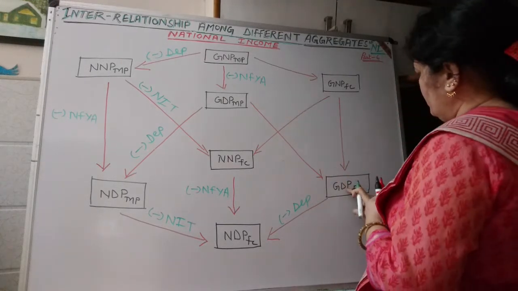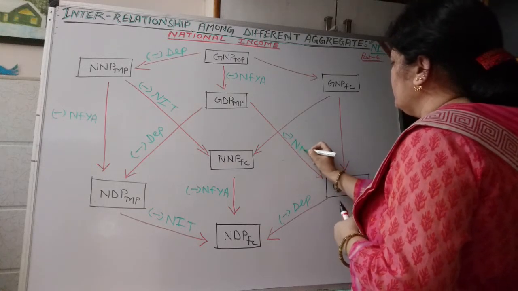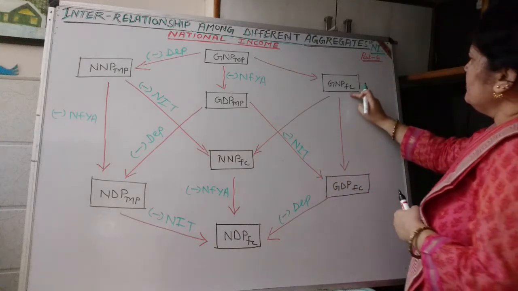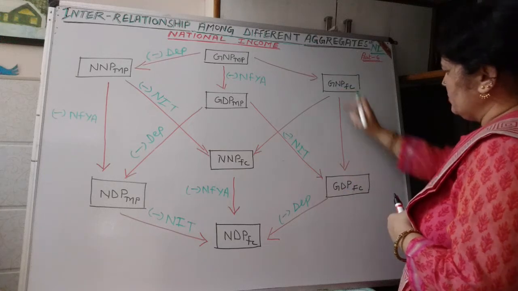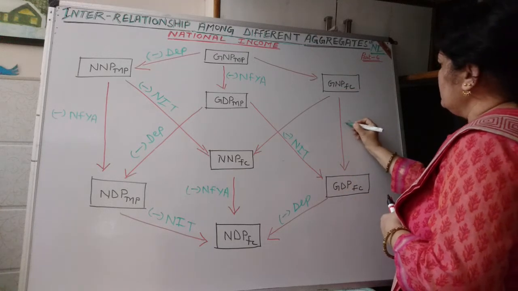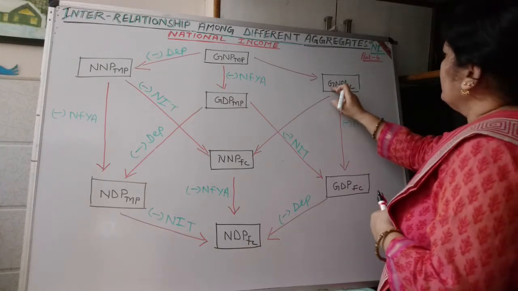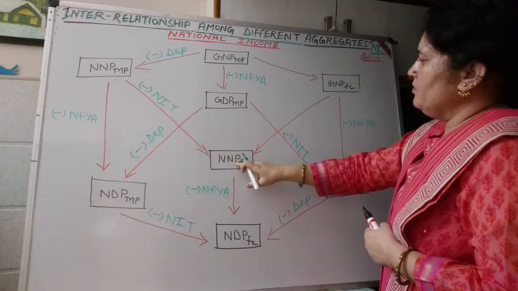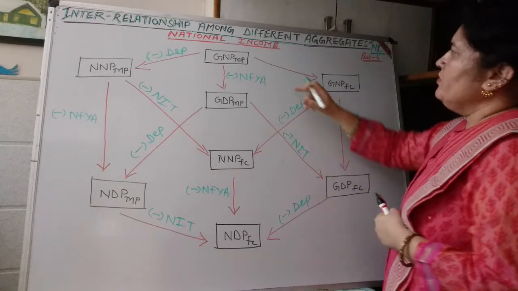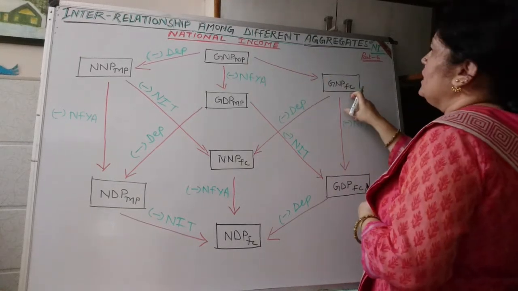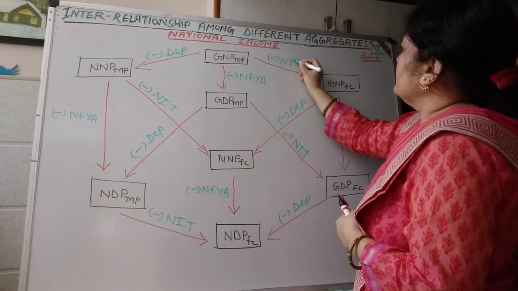GDP at MP into GDP at FC, minus net indirect taxes. GNP at FC into GDP at FC: we have to convert national to domestic, minus net factor income from abroad. We have to convert GDP at FC into GNP at FC, minus depreciation, and we have to convert GDP at MP into GNP at FC, minus net indirect taxes.